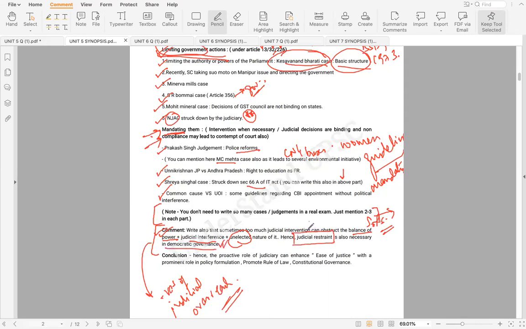Please make use of these two keywords. This is very important. Judicial restraint should be exercised so as to ensure democratic governance. Hence, the proactive role of judiciary can enhance ease of justice with a prominent role in policy formulation, promoting rule of law, constitutional governance. Try to include 2-3 keywords: rule of law, constitutional governance, and link it with the question. But keep it positive because you have already talked about something negative previously, right? So while we conclude, you have to end it on a positive note.